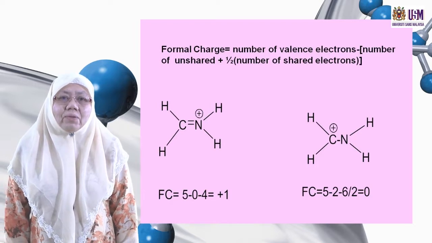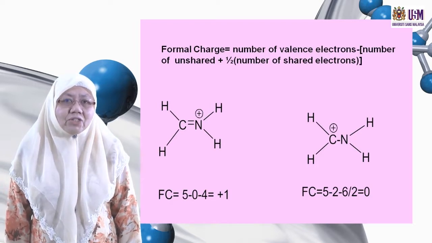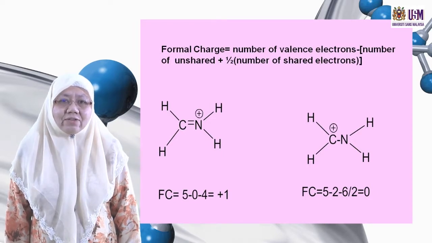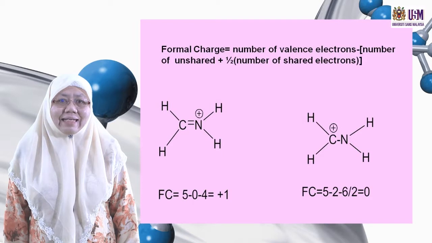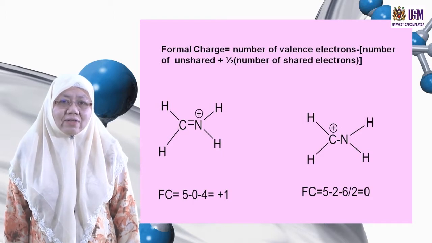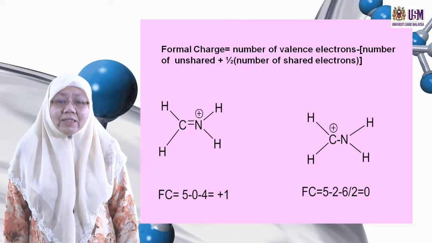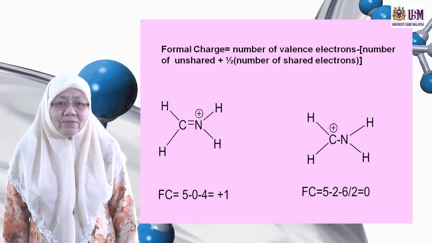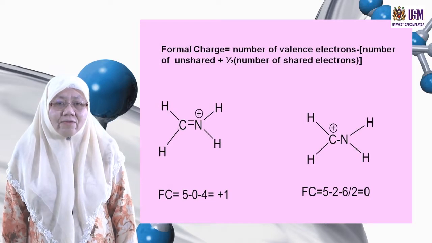Okay, now how do we calculate the formal charge? The formal charge is equal to the number of valence electrons, minus the number of unshared electrons, minus the number of shared electrons divided by 2. In the first example, we can see for the nitrogen atom, the number of valence electrons is 5. There are no lone pairs, so that is 0. And minus 4, because there are 4 bonds.